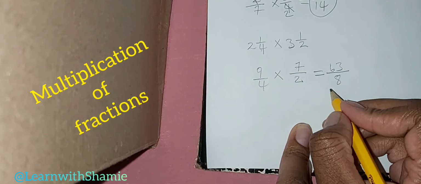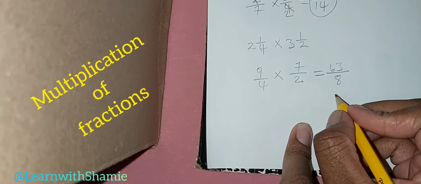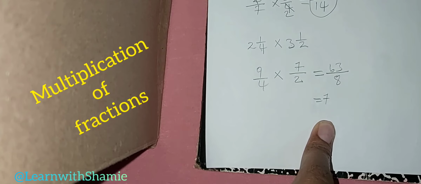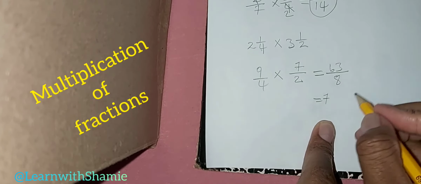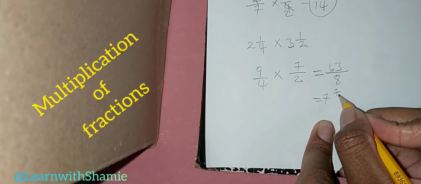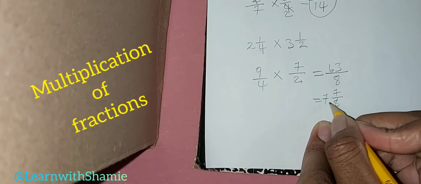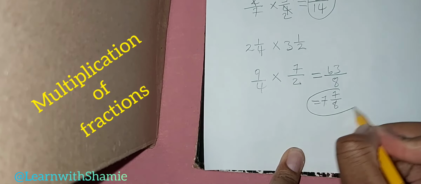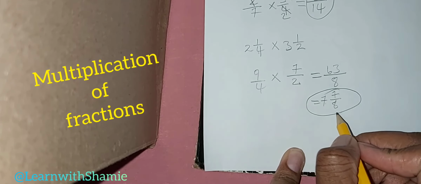So 8 into 63 was 7, because 7 8s is 56, right? 56. So remainder 7 over 8. So 7 times, remainder 7, and put it over the 8. So our final answer will be 7 and 7 over 8.